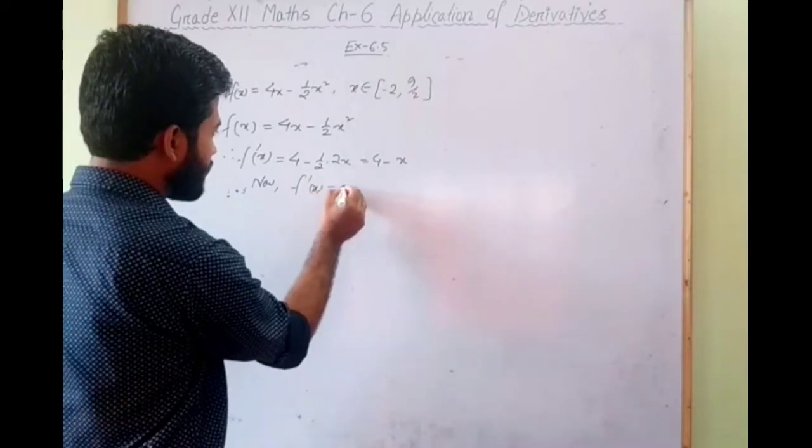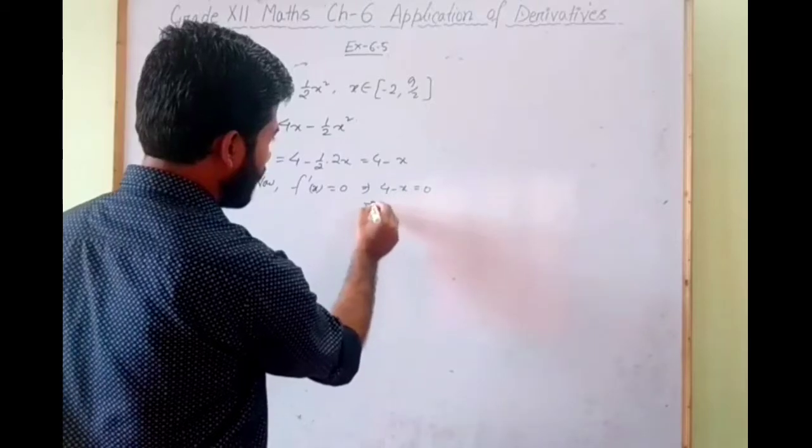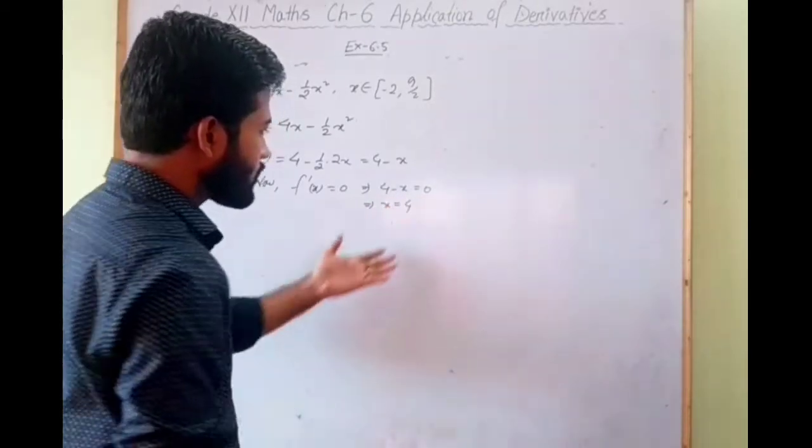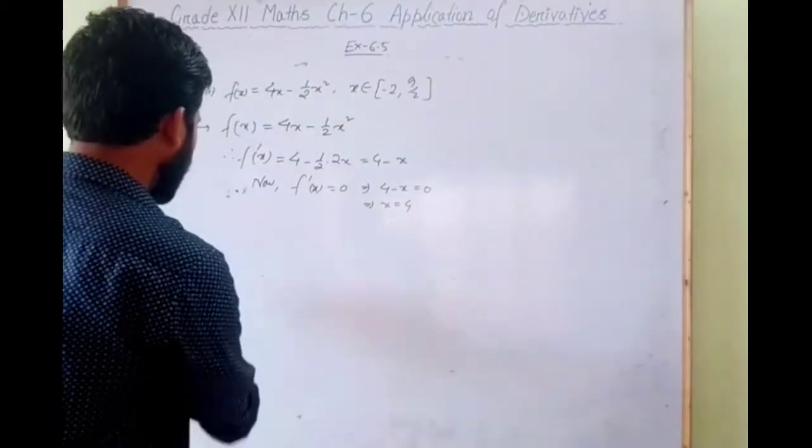So if we take f dash x is equal to 0, we shall get 4 minus x is equal to 0, and from here we shall get x is equal to 4. So x is equal to 4 is the critical point. Okay, now what to do?